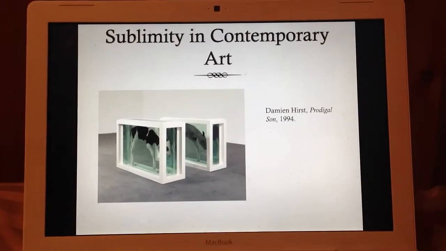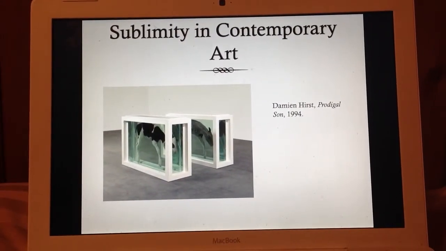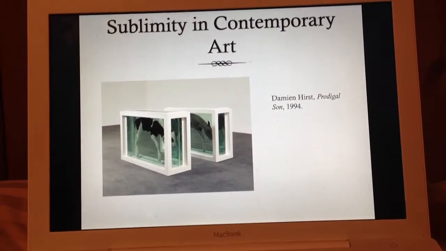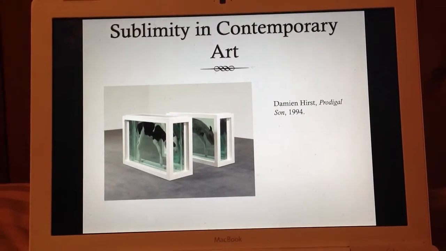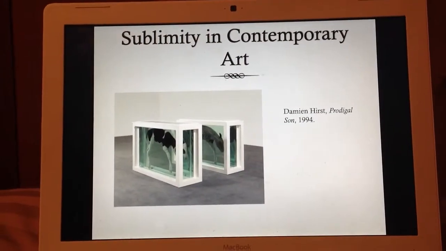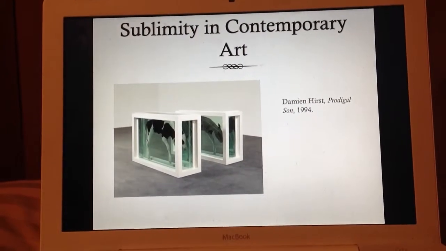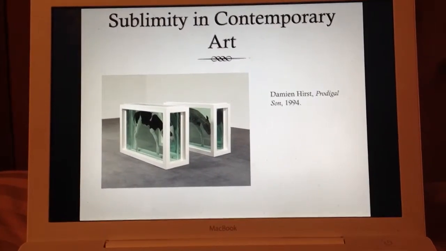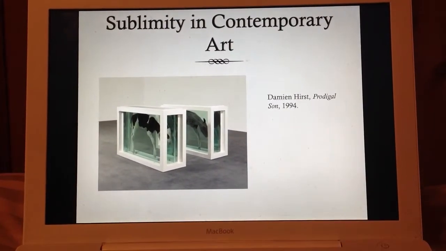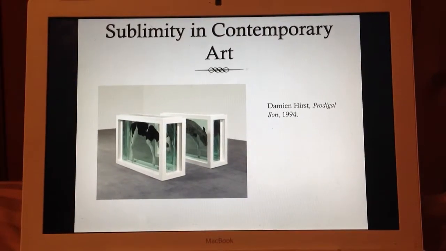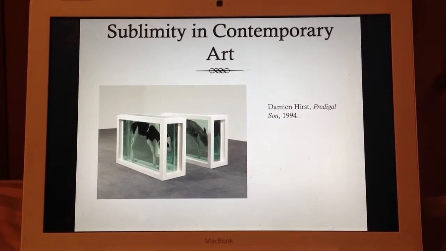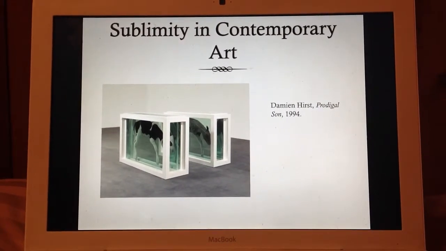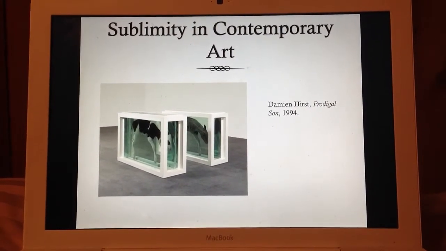Okay. Now we get to sublimity in contemporary art, and I'd like to begin with Damien Hirst's Prodigal Son. This is a work where there's actually a baby calf that was sliced into two and put into tanks of formaldehyde and exhibited as an art piece. First of all, the shock factor of most of Damien Hirst's works, to me, would make this piece considered sublime.